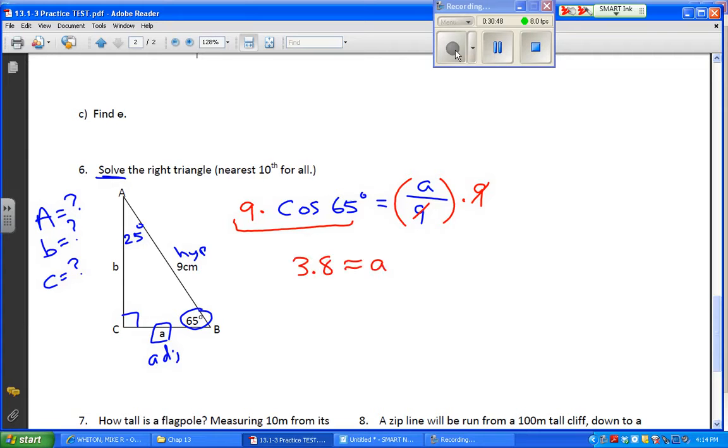Okay, and we'll just say approximate because we rounded a little bit. So A would be 3.8. Okay, and now we can go ahead and find B.